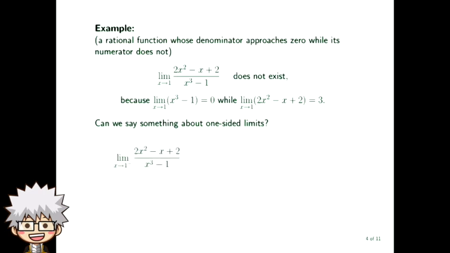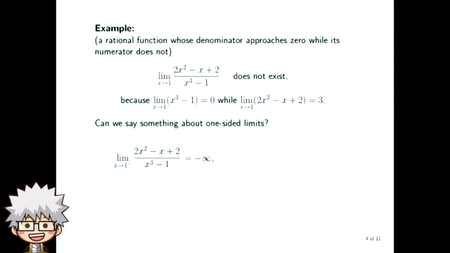Let's look at the limit as x approaches 1 from the left. If x is close to 1 and less than 1, then the numerator will be approximately equal to 3, and the denominator will be approximately equal to 0 and negative, because x cubed will be less than 1. Therefore, the function has negative values just to the left of 1. So we can conclude that the limit as x approaches 1 from the left is equal to minus infinity.